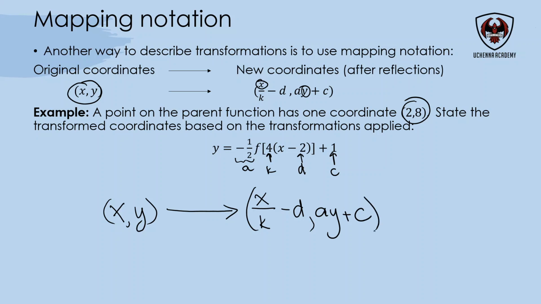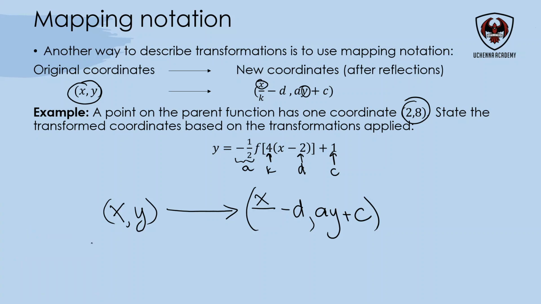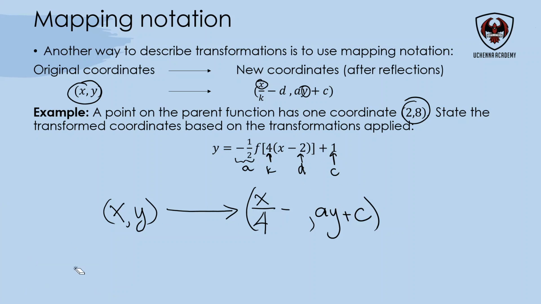Before I actually try to figure stuff out, what I like to do is replace my K, D, A, and C with values. So basically, what are my transformations? What's my K? K is equal to, well, it's 4. So I'm just going to make that into a 4. The D value, what's the D? It's -2. So what does that mean? What would I have to replace D with?